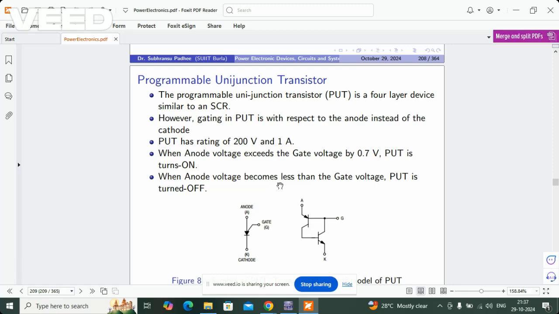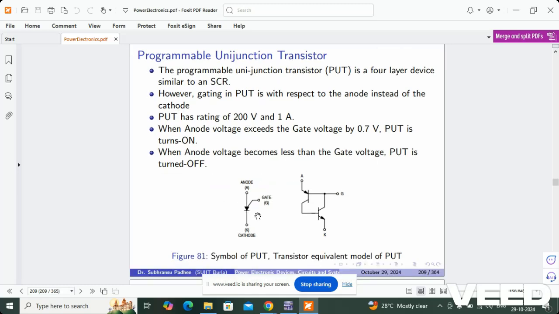When the anode voltage exceeds the gate voltage by 0.7 volt, the PUT is turned on, and when the anode voltage becomes less than the gate voltage, the PUT is turned off. So this is the symbol of PUT. As you can see, it is very similar to SCR. The difference is that in SCR you have the gate terminal at the cathode, but here in the PUT the gate terminal is with respect to the anode. And this is the transistor equivalent circuit of PUT. We have an NPN transistor as well as a PNP transistor. They are connected base to collector, and base to collector.